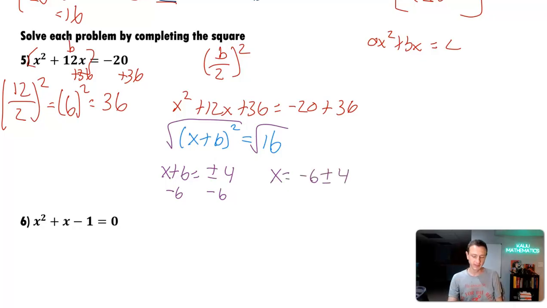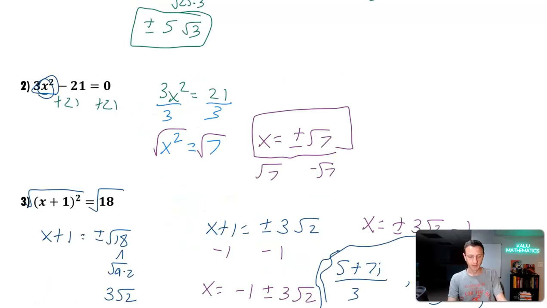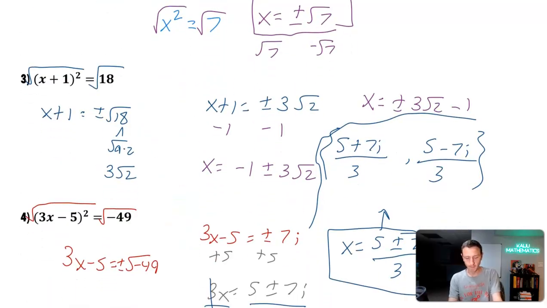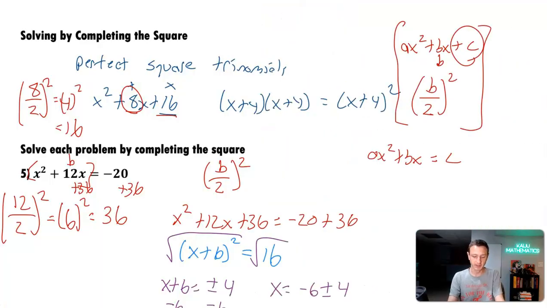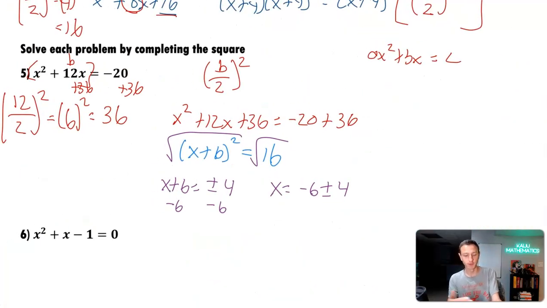In this case, you want to go forward and separate into the two, because I could actually do negative 6 plus 4, or negative 6 minus 4. Before, like on this one, negative 1 plus 3 root 2, negative 1 minus 3 root 2, those are not like terms, so I can't combine them and I would just leave it like that. But in this case, I could actually do negative 6 plus 4 and negative 6 minus 4.